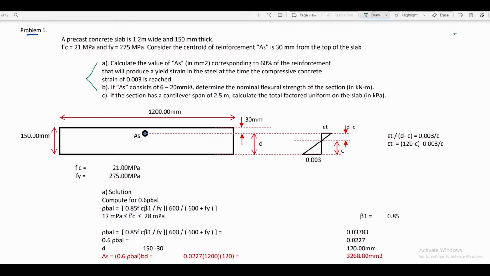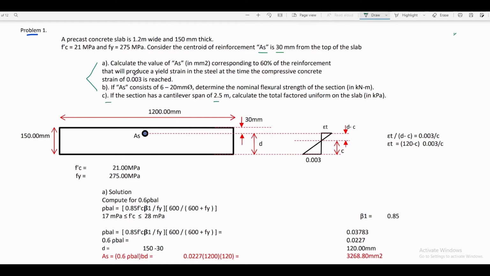slab in kilopascal. We can notice in this problem that on the third situation, the section has a cantilever span, so this slab is a cantilever one. That's the reason why As is located 30 mm from the top of the slab, since for cantilever slabs or cantilever beams, tension will be at the top portion of the beam and not the bottom portion. We will now start solving the problem.